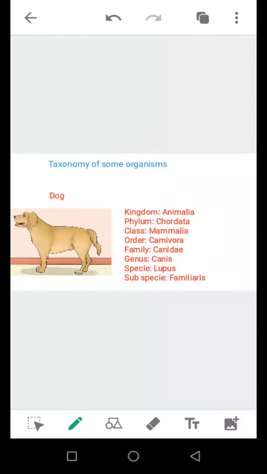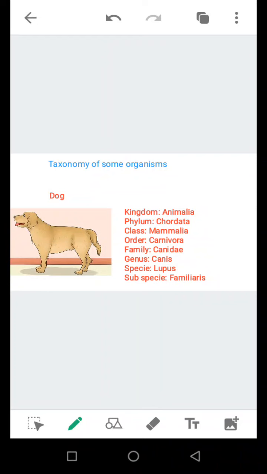Now we move on to taxonomy of some organisms. We've already explained what taxonomy means. Now I want to give a typical taxonomy of some organisms. So the first organism here is dog. The taxonomy of dog can be seen on the board. Dog belongs to the kingdom Animalia. Yes, we all know that a dog is an animal. It's not a plant, it's not a fungi, it's not a protista.